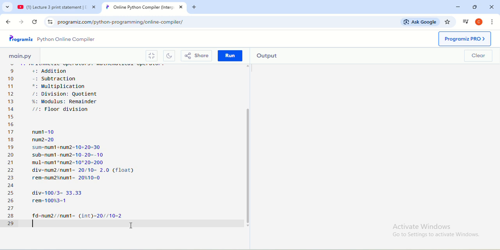In the same way, if I discuss this one, ft1 is equal to 100 floor division 3, then it would be 33.33 now, but 0.33 will not be considered, only 33 will be considered. So the output of 100 floor division 3 will be 33. That is the only difference between division and floor division: division gives you the result in floating point number, but floor division will give you the quotient only, in integers.